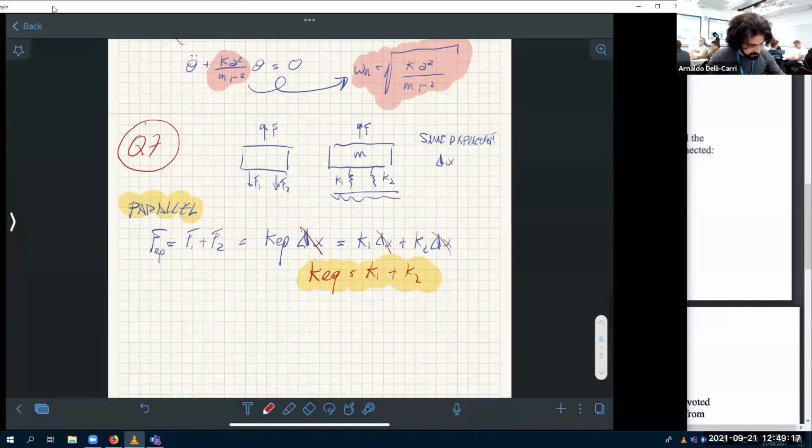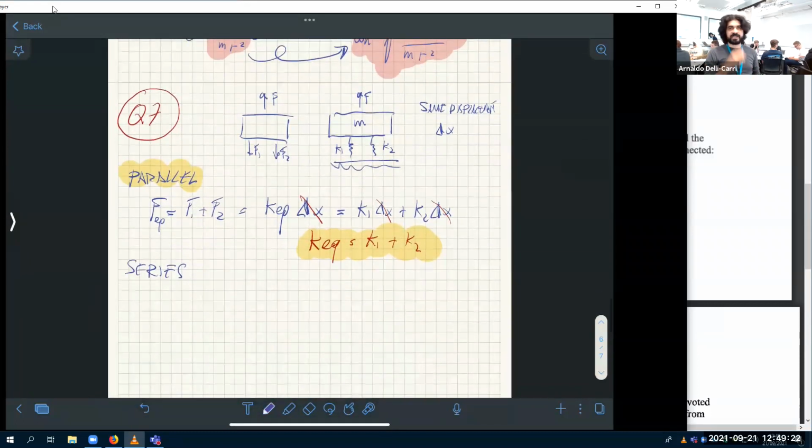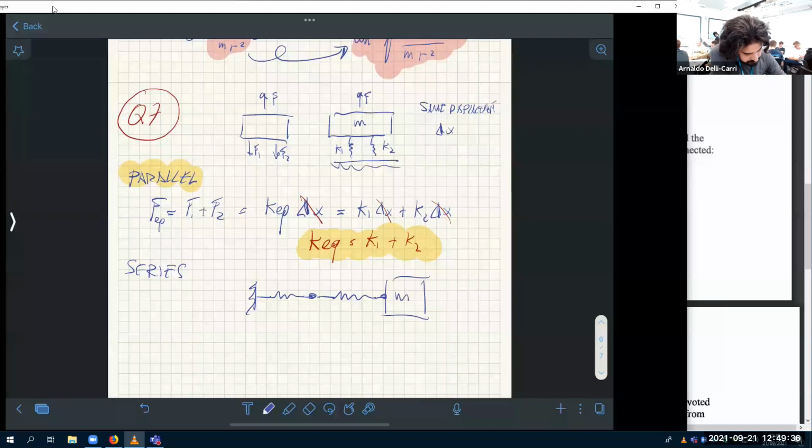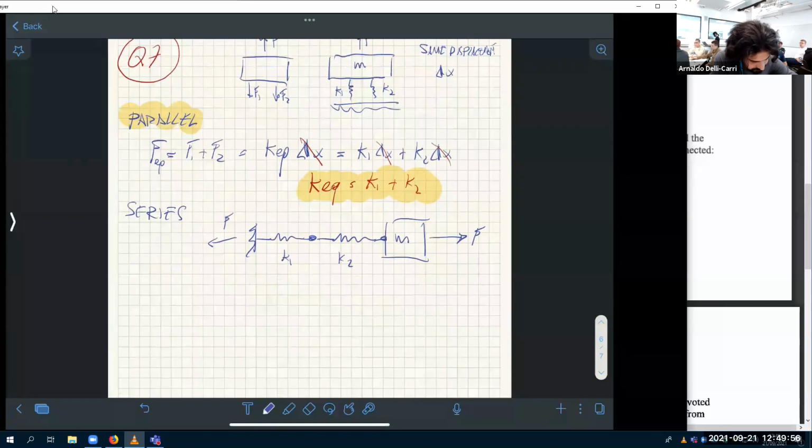For springs in series, it's the inverse sum. For springs in series, it's the force that's the same. It's not the displacement that's the same. So if you have an arrangement like this, and you apply a force, you have the same force throughout. Wherever you cut, it's always the same force. Agreed? They are all on the same line. They must all have the same internal force. So that means they have the same force.